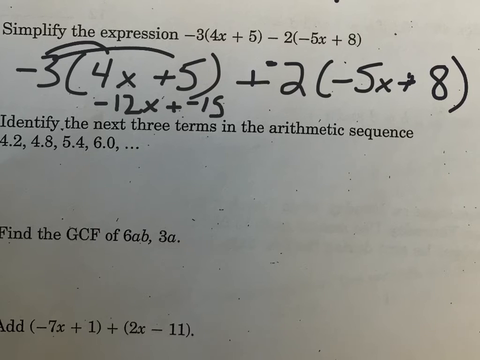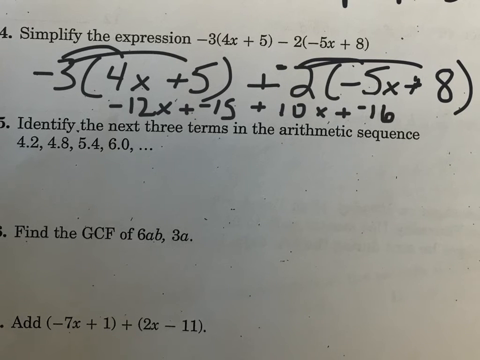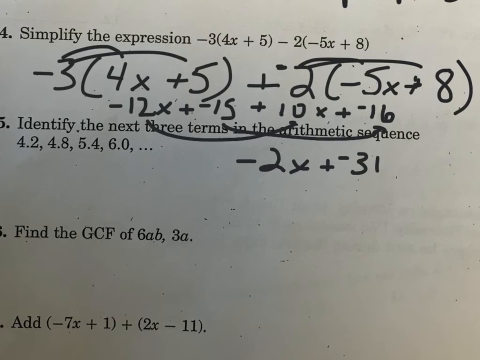So I get plus a negative 15. I'm going to add, and then I need to distribute these. So a negative 2 times negative 5x is 10x. And negative 2 times 8 is negative 16. After combining these, negative 12x plus 10x gives me negative 2x. Negative 15 plus negative 16 gives me negative 31. So I get negative 2x plus negative 31 or negative 2x minus 31, both would count.